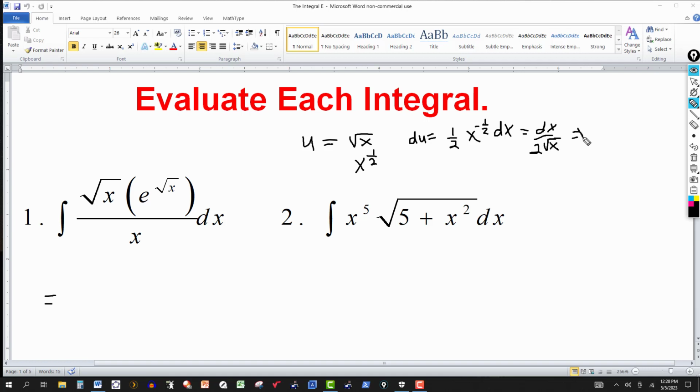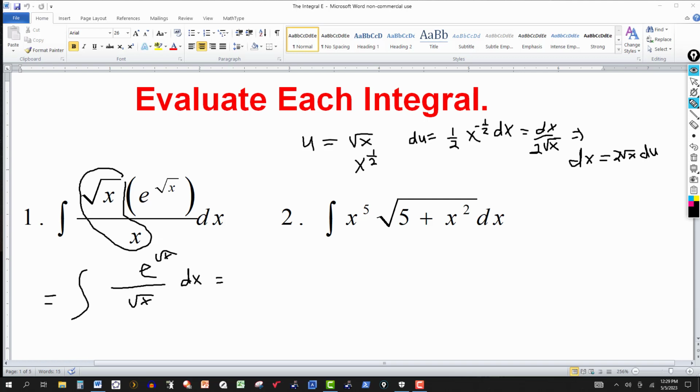So I can rewrite this and say, okay, solving for dx, multiplying both sides by 2 times the square root of x, this will equal 2 square root of x du. Now back to the integrand over here. Based on what I have so far, I'm going to rewrite this. This is x to the 1/2 in the numerator. So bringing this downstairs, x to the negative 1/2, and x would give me x to the 1/2, or I can write that as the square root of x. So this part of it can be written this way. And then I've got e to the square root of x dx.